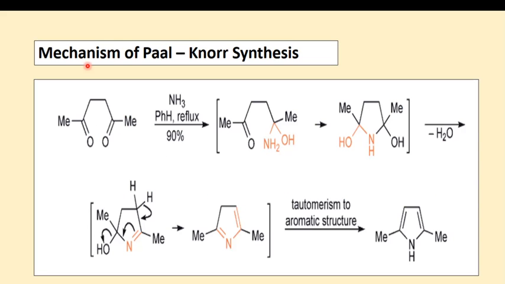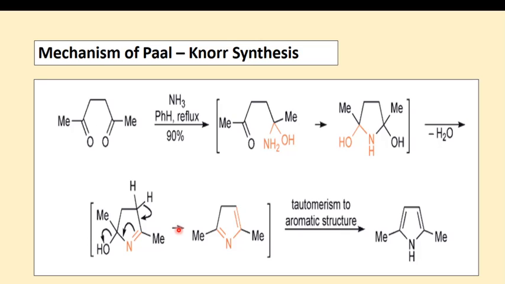So this is a mechanism of pyrrole synthesis, which is a 1,4-dicarbonyl compound in presence of NH3, and reflux condition. NH3 attacks at first position. After that there is a cyclization reaction. After the cyclization reaction, there is removal of one water molecule. After the removal of the water molecule, these two intermediate products will form. After that, tautomerism to aromatic structure.